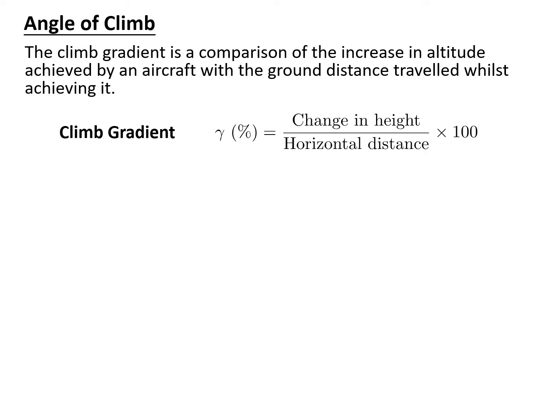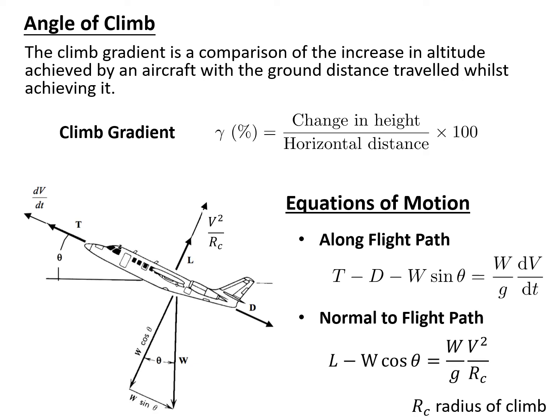Let's first look at the angle of climb. Before we do the calculation of the angle of climb, let's first look at the climb gradient, which is shown as gamma, and it's usually measured in percentage. Climb gradient is defined as the change in height with respect to the horizontal distance traveled. And remember, it's usually measured in percentage. So we want to get the climb angle or climb gradient, gamma.